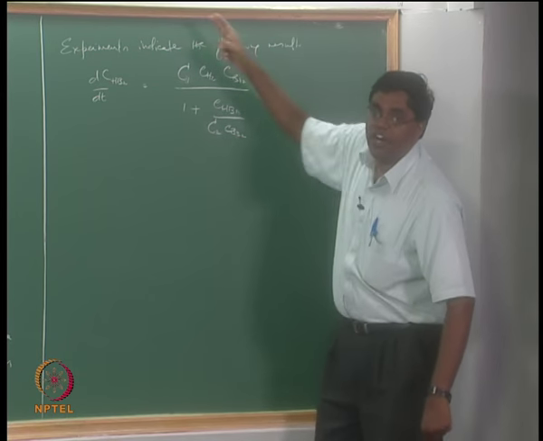And this leads to algebraic relations for intermediate concentration in terms of stable species, using the equilibrium constant.